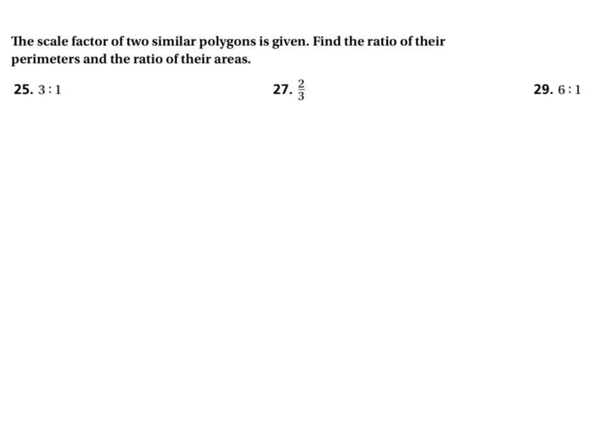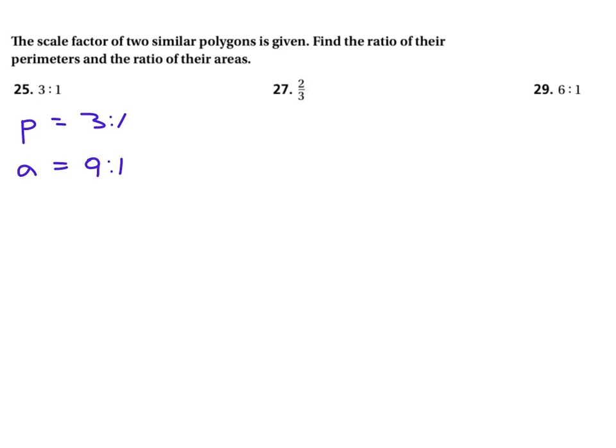Okay, the scale factor is 3 to 1. The ratio of the perimeters is going to be identical, 3 to 1. The ratio of their areas is going to be the square of each of those, so 9 to 1. It's as easy as that.